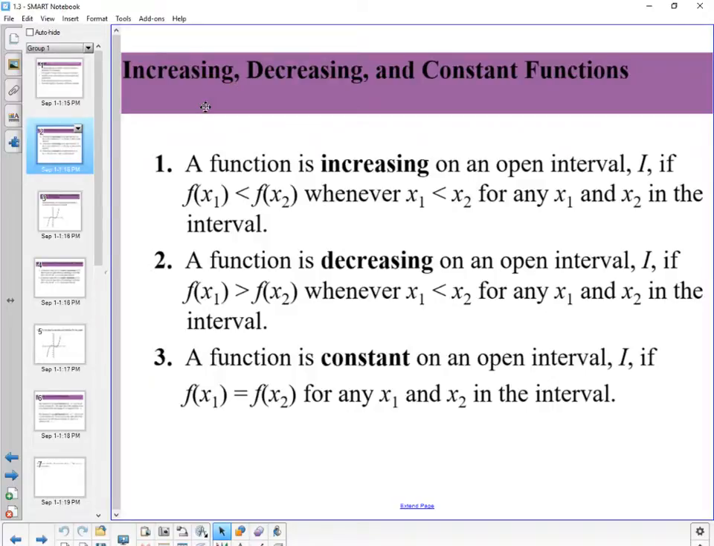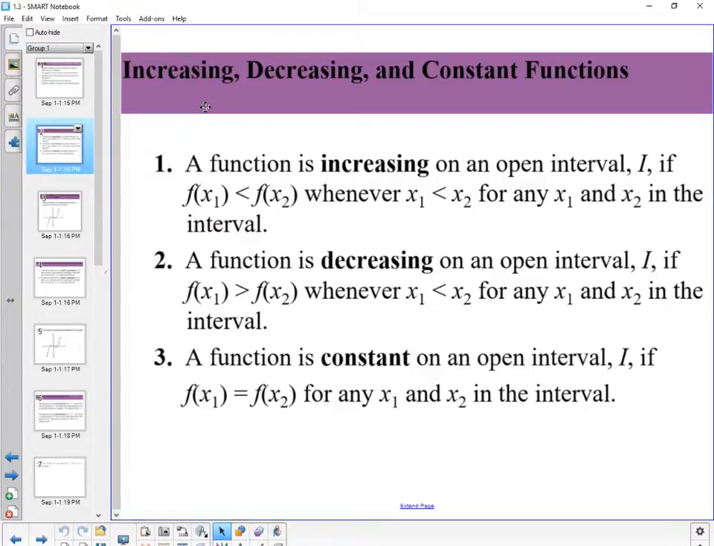But here, all you really need to know is as x is getting bigger, if y is getting bigger, then you're increasing. That should make sense, right? If x is getting bigger and y is getting bigger, then the function is increasing. If x is getting bigger and y is getting smaller, then your function is decreasing. If x is increasing and y is not changing, then your function is being constant. That's all this is saying in fancy math. Okay? Now, if you want to know the fancy math, it's right there. But I think we understand that idea, right?